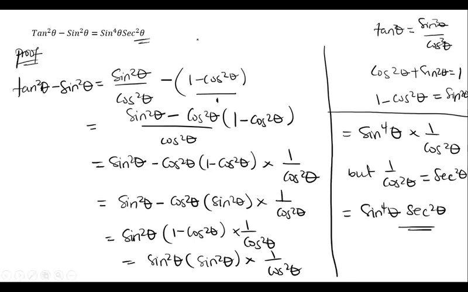So this is how we go around proving that tan squared theta minus sine squared theta is equal to this, or this is the proof of tan squared theta minus sine squared theta.